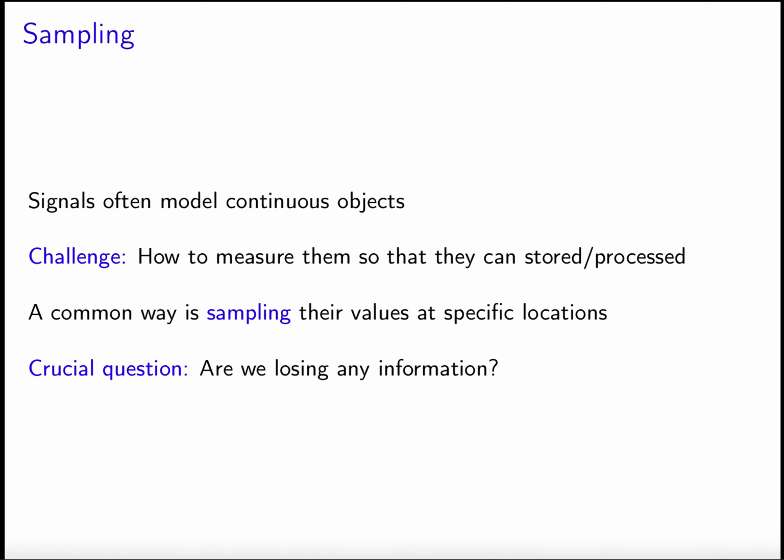Sampling is a topic of great importance in signal processing and data analysis. Signals often model continuous objects, and the challenge is how to measure them so that they can be stored and processed in a computer, which basically means that we need a representation that depends only on a finite number of values. A common way to achieve this is by measuring the signal, or sampling it, at specific locations. And the crucial question is whether we're losing any information by doing this.